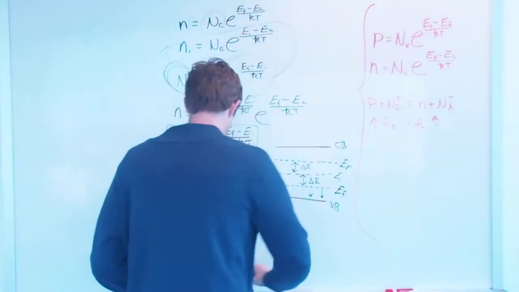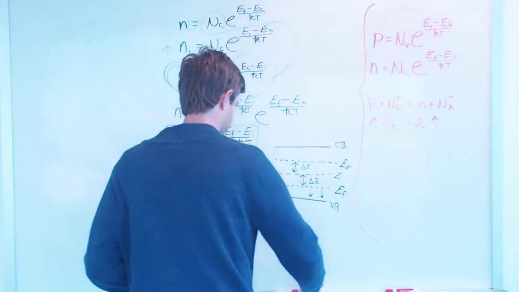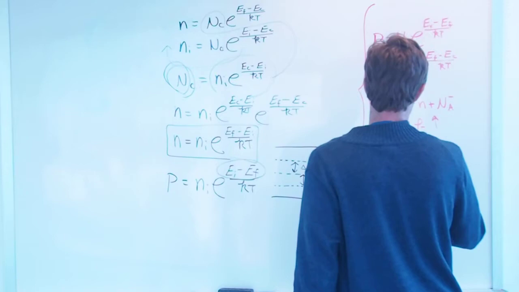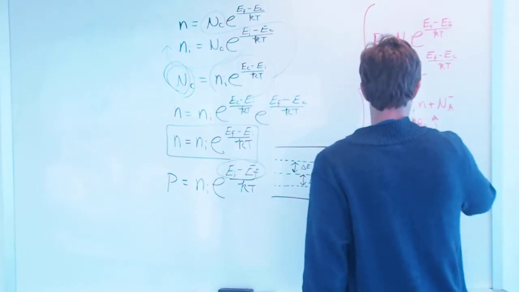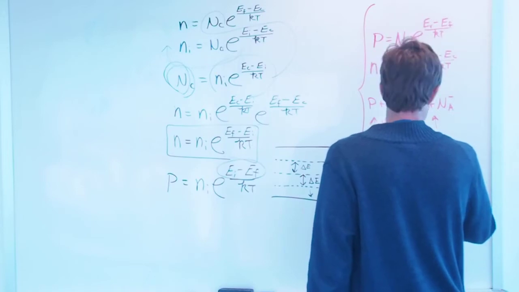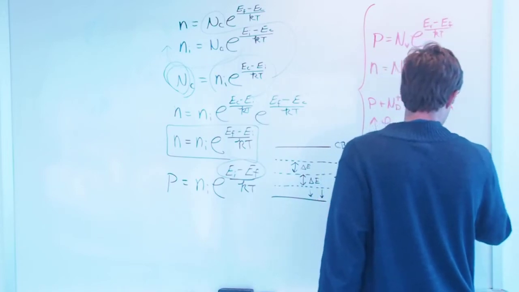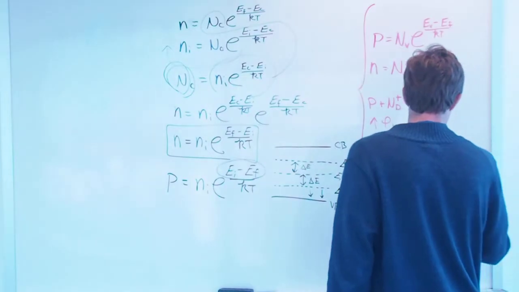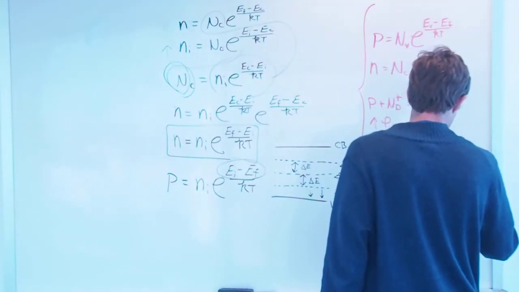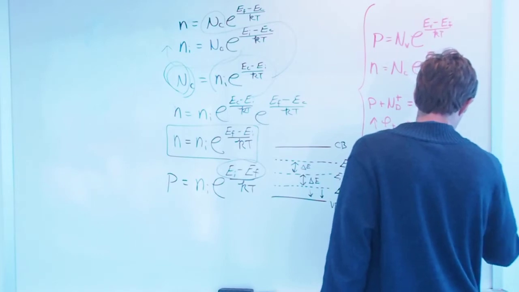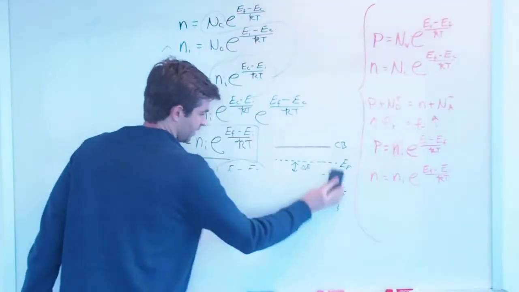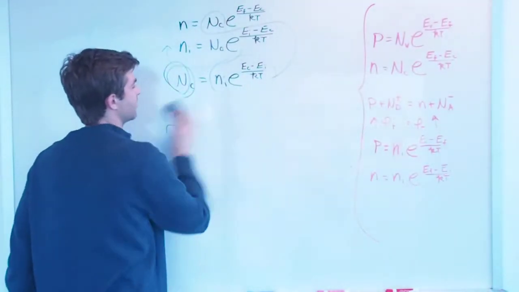So I'm going to rewrite that up here using a pink marker. p is equal to n_i e to the (E_i minus E_F) over kT. n is equal to n_i e to the (E_F minus E_i) over kT. Okay, enough of the carrier statistics.